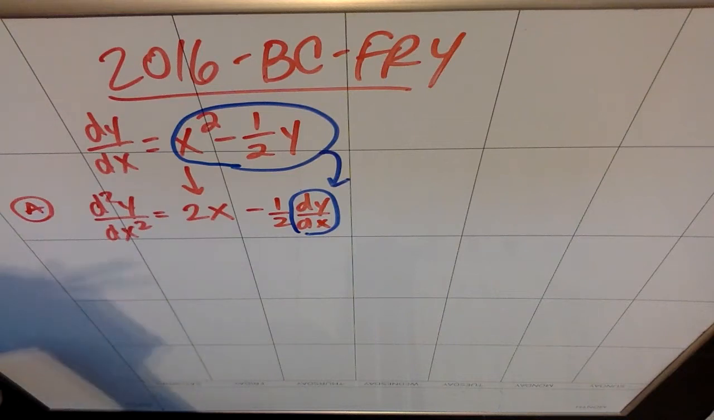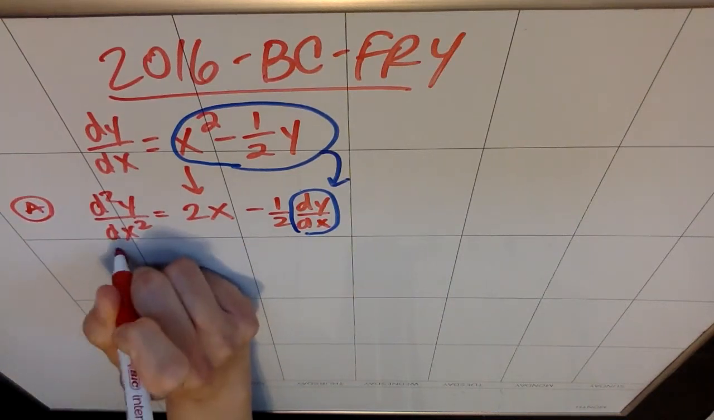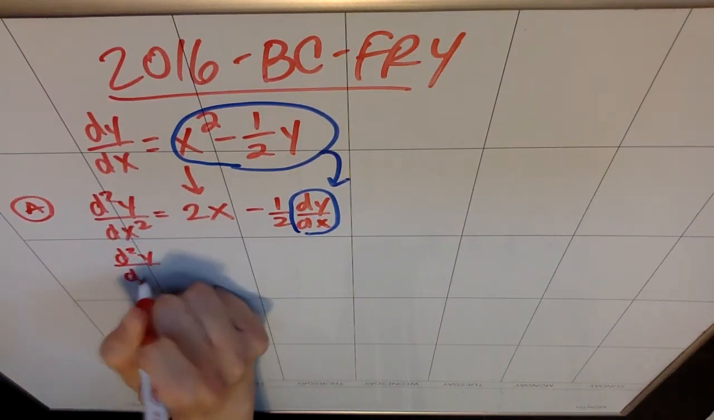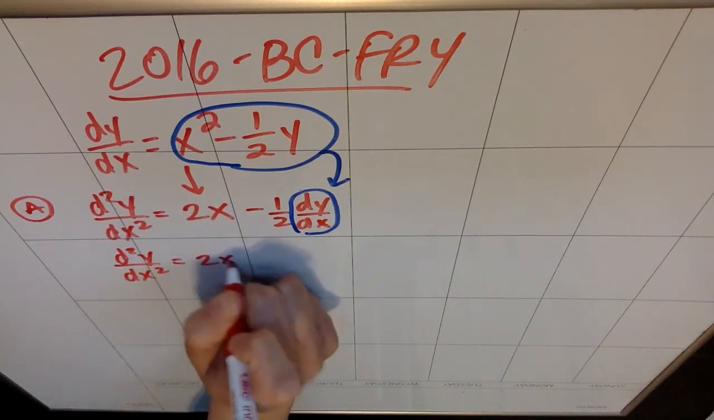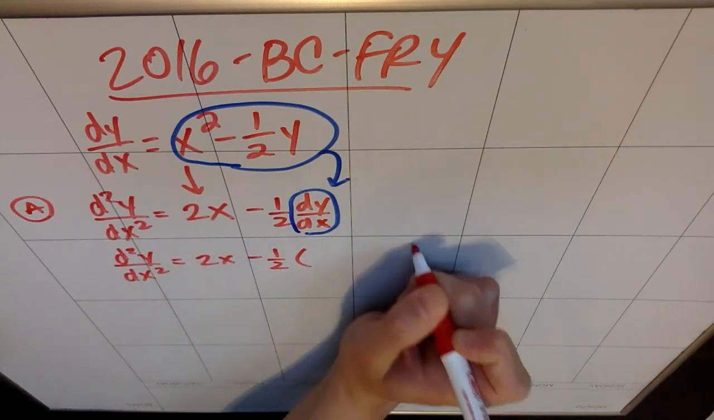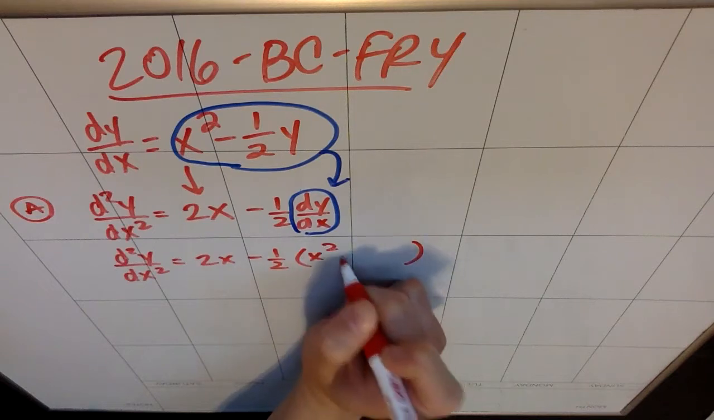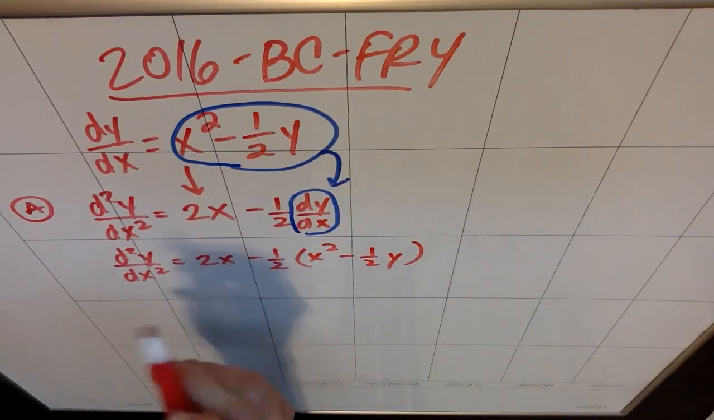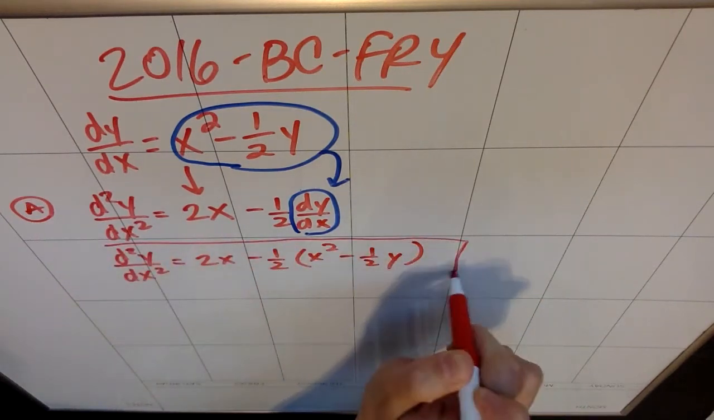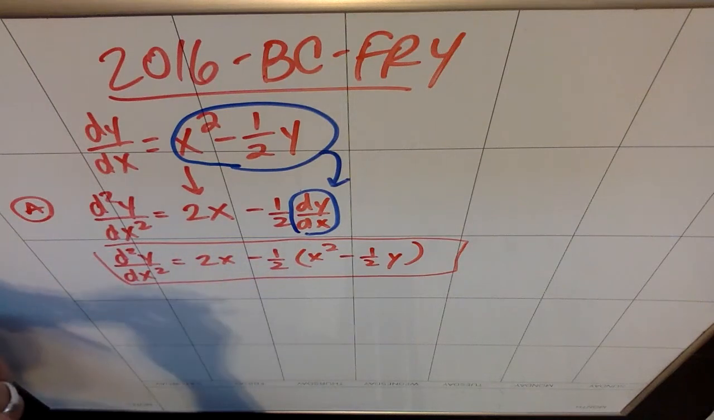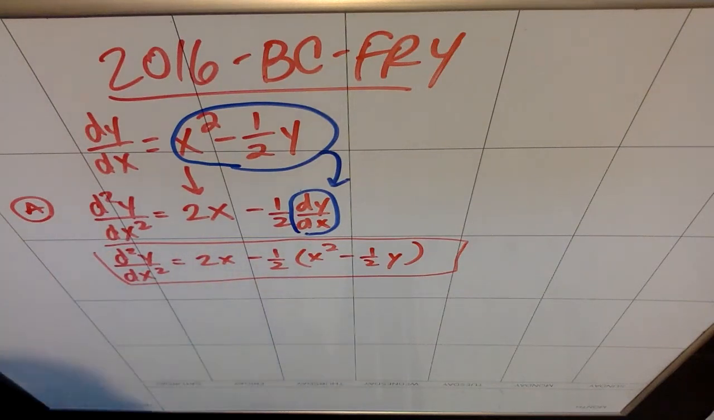So the answer that they want is d squared y/dx squared equals 2x minus 1/2 times the quantity x squared minus 1/2 y. Now, that's a right answer, and if you want to stop there, that's fine. If you want to distribute and clean up, that's also fine. But remember, if you multiply and do something wrong, that's on you. So I would stop, because if you multiply and do something wrong, you went from having a yes to a no, and that is unfortunate.